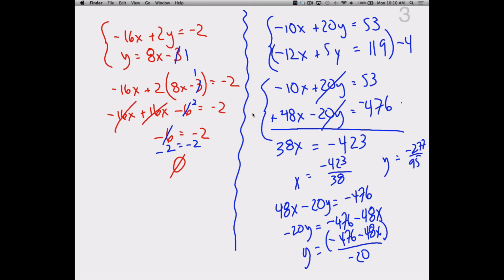Can somebody confirm Grace's answer? Yeah, I can. Outstanding. So now, the solution to this system, as ugly as it is, I have no room to write it, it's so ugly. Negative 423/38, comma, negative 277/95. Oh, that was nasty. Are we good?